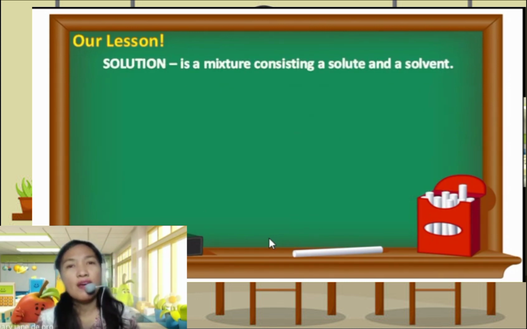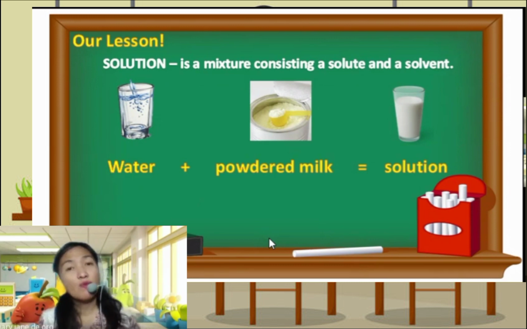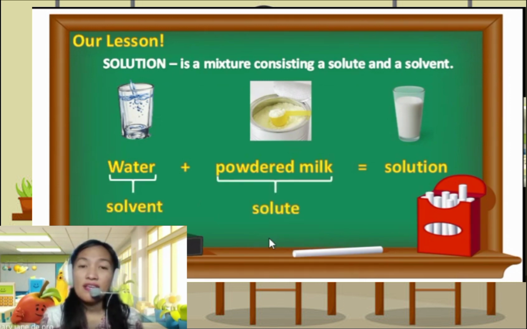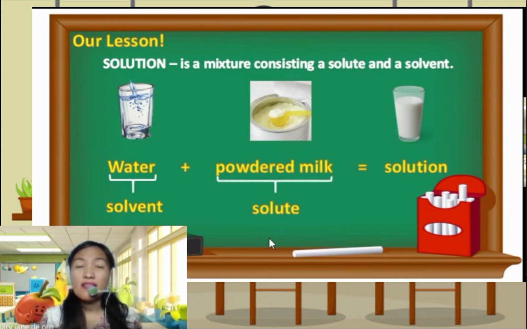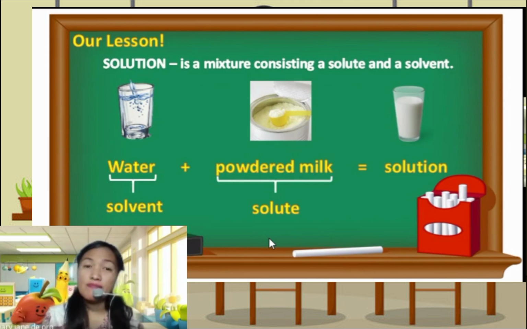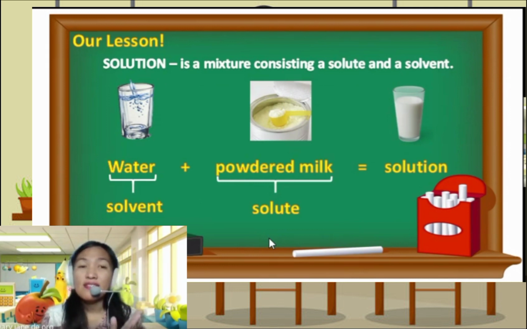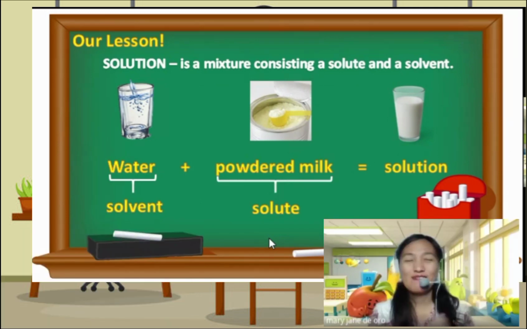For you to be able to understand better, let's have another example. We have the water and the powdered milk. And we will make up a solution if we mix them together. Water is our solvent and powdered milk is the solute. Powdered milk is being dissolved by the water. That makes it solute. And water is the solvent. It is the substance that dissolves the powdered milk. And that makes a solution.